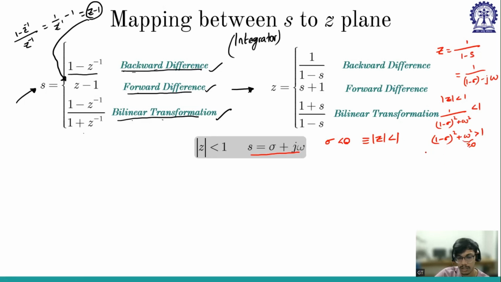This first equation, 1 by 1 minus sigma whole square plus omega square. From where are you writing this, sir? Mod Z is less than 1. So mod Z is the magnitude, so the magnitude of this is this. So we are putting 1 by 1 minus S instead of Z. Yes, so I got it from this expression, from backward difference.